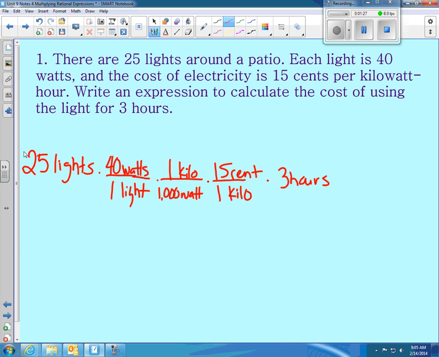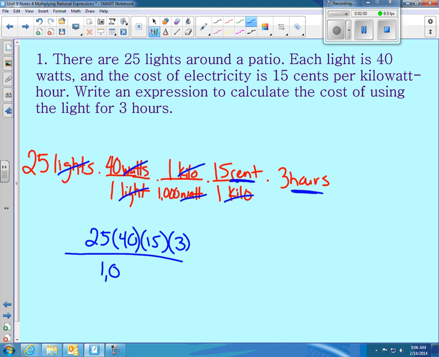Now, when we are doing this, we are looking at our labels, and we want to do some canceling of labels. All right, so we have lights and lights. Remember, it can only cancel from the top and the bottom, like we practiced yesterday. Watts and watts, kilo, kilo. So if we look, we have cents per hour left. All right, so we're going to multiply 25 times 40 times 1 times 15 times 3. And then on the bottom, divide it by 1,000. If you go ahead and do that in your calculator, we end up with 45 cents per hour.